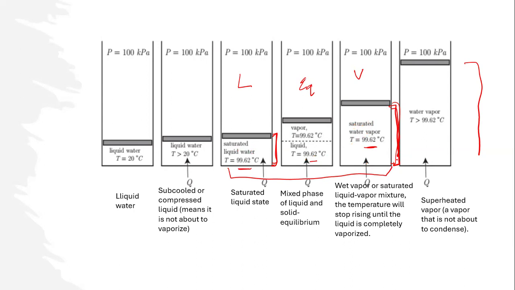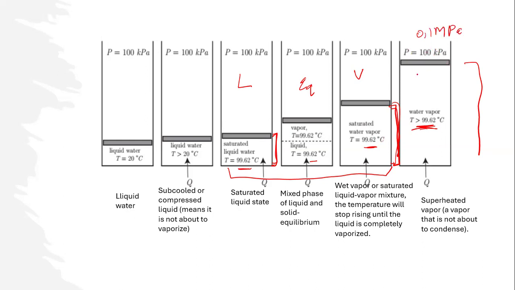But if we keep on heating the system and keep on increasing the temperature of the system, we can see that at temperatures above the boiling point, water cannot boil after that, depending on the pressure, because the pressure is fixed at this point: we have 100 kilopascals, or 0.1 megapascals.